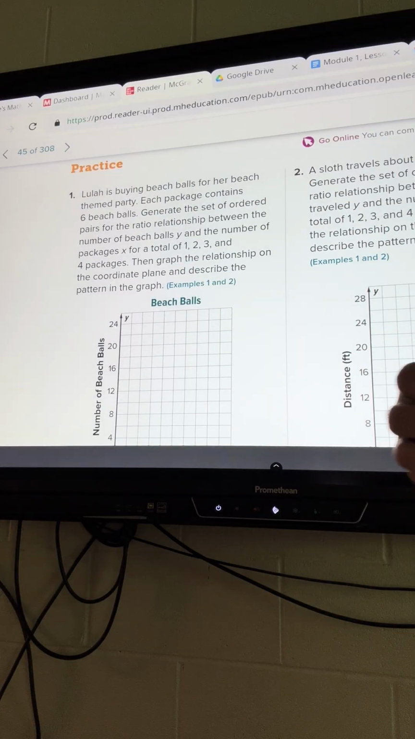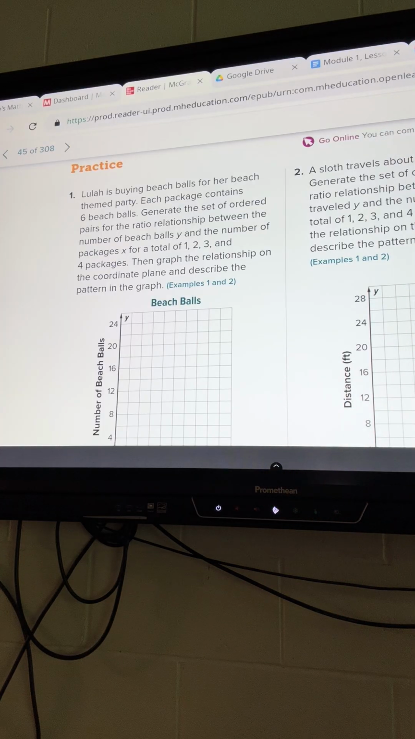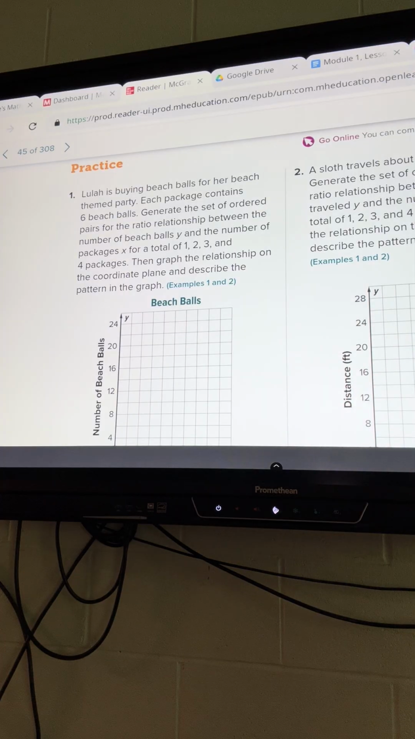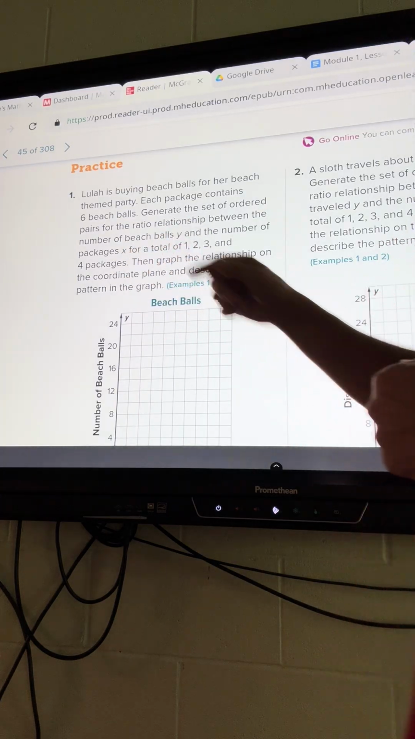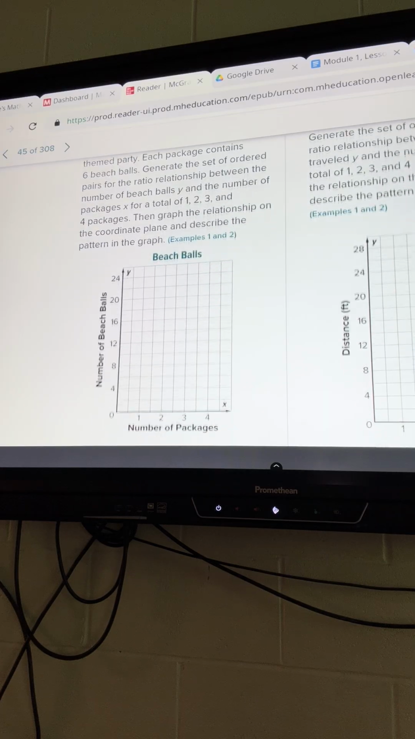Question number 1, Lula is buying beach balls for her beach theme party. Each package contains 6 beach balls. So it says to generate the ordered pairs for the ratio relationship between the number of beach balls y and the number of packages x. So that tells you the packages are going to be on the x-axis, the balls will be on the y-axis, and make sure that lines up with your tables.